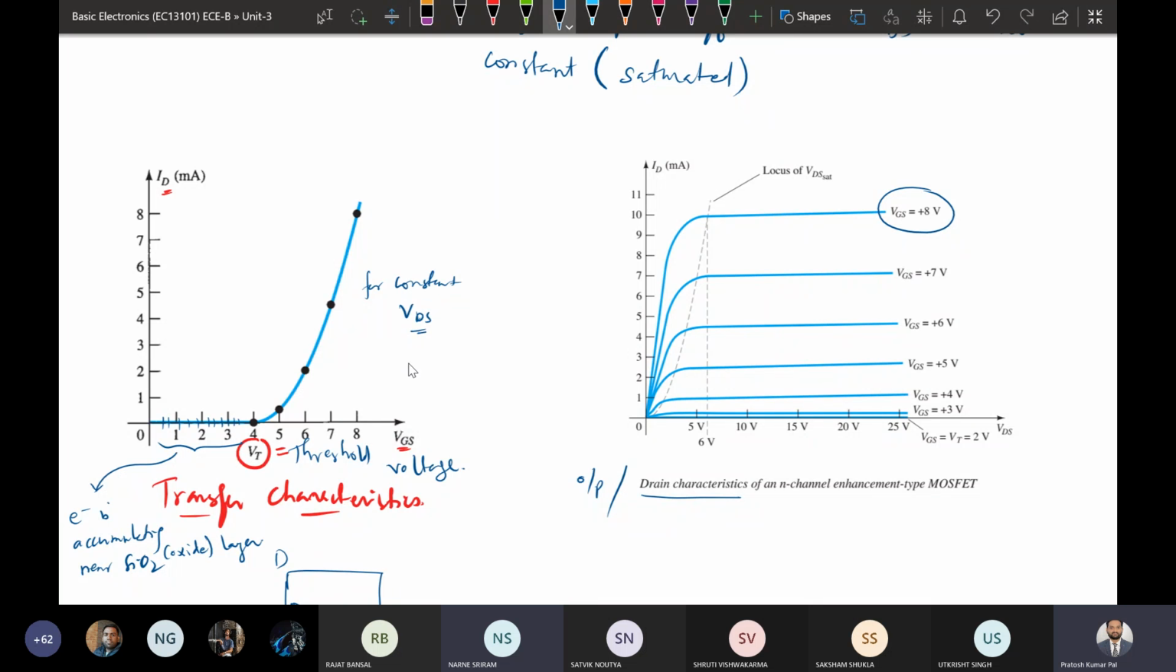As we increase the VDS, the current is increasing linearly. So this is called linear increase in current. After a point the current will be constant. The point at which the current becomes constant is called the pinch off voltage. So this will be the point at which the current is constant.